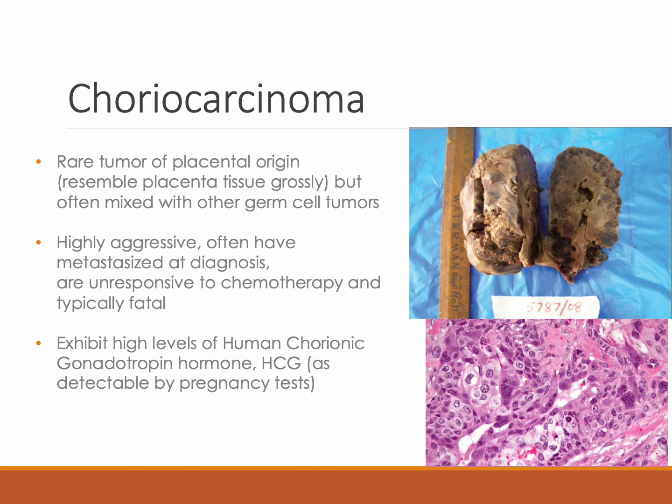One way to discover these is actually using a pregnancy test. They do exhibit high levels of HCG, human chorionic gonadotropin, which is the same thing we would identify in placental implantation. So technically, a positive pregnancy test could also be a choriocarcinoma, which could save your life. So that's something to consider.